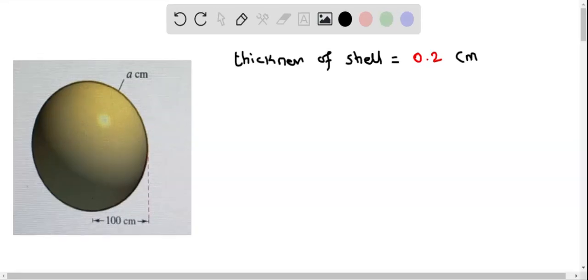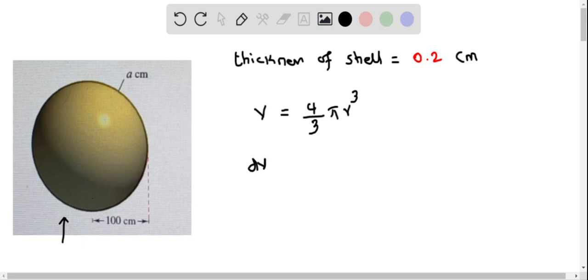We now use differentials to approximate the volume of the shell, given the thickness of the shell equals 0.2 centimeter. So here, this one represents the sphere. We can use the volume formula for the sphere, which is given as V equals 4/3 pi r cubed. Now we differentiate both sides with respect to r.